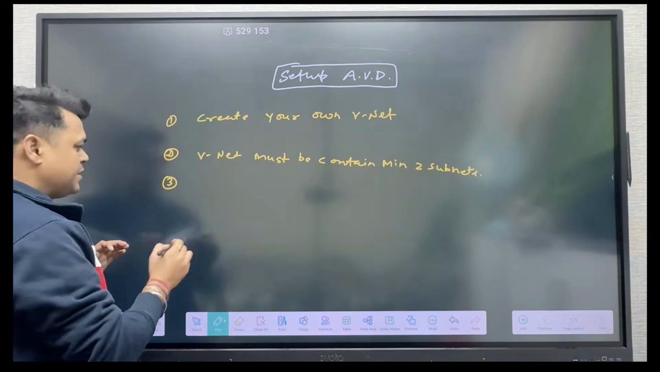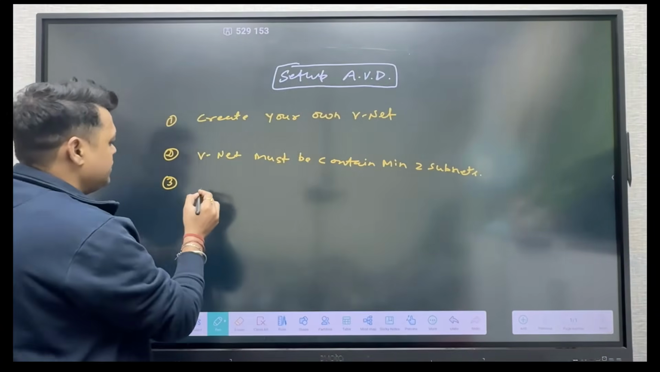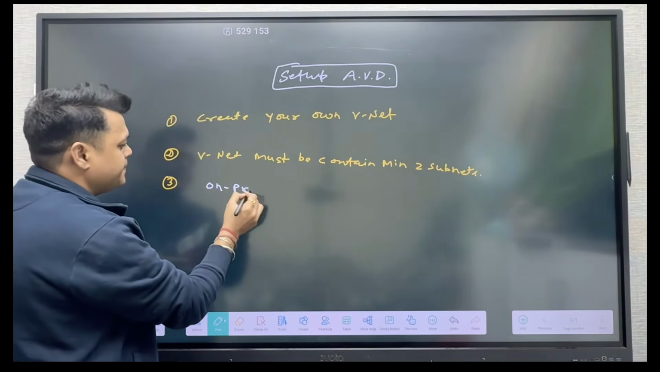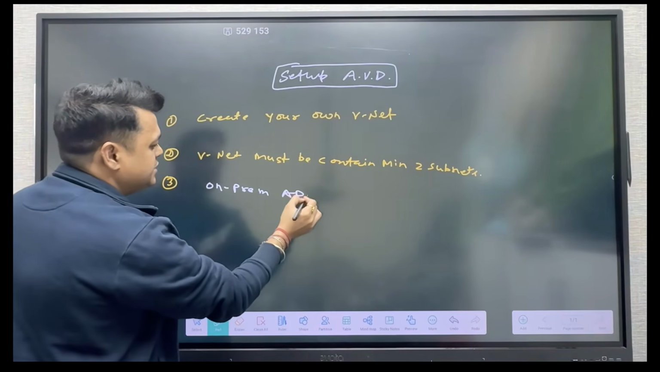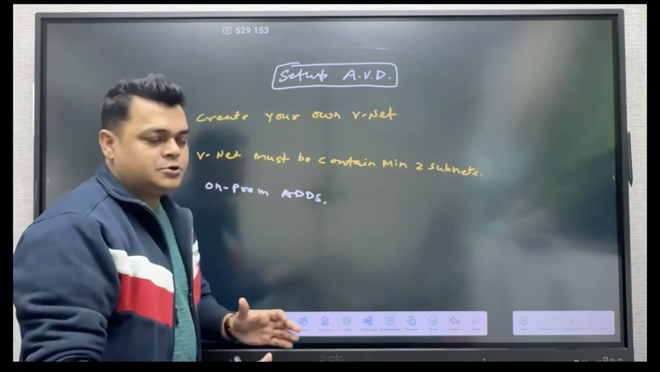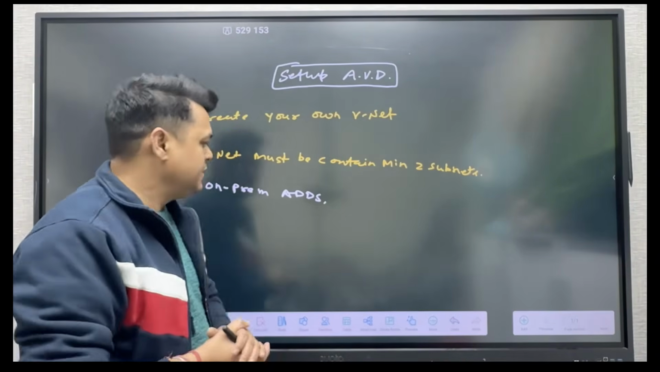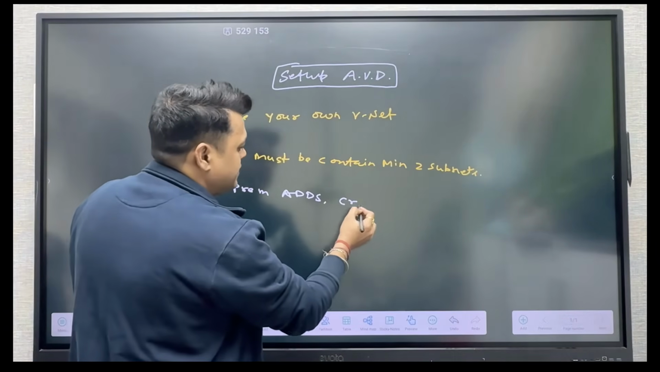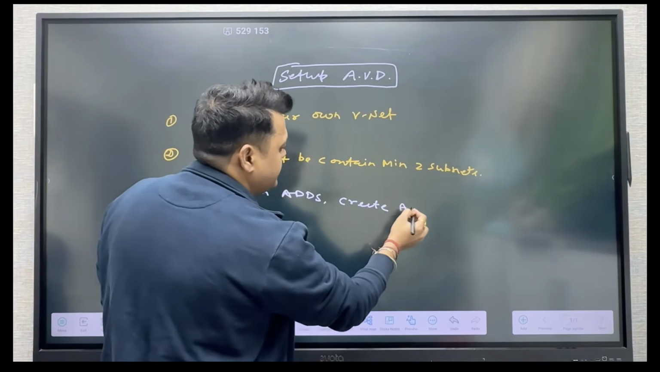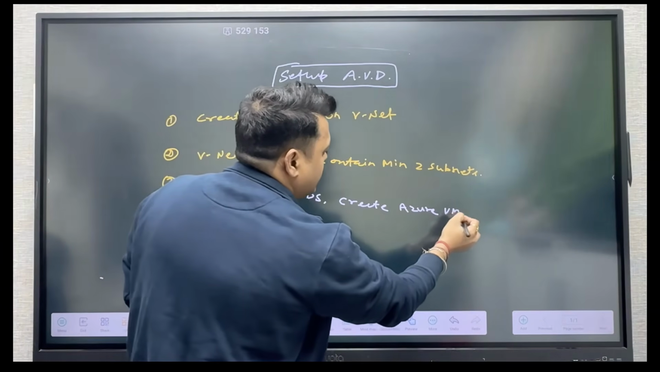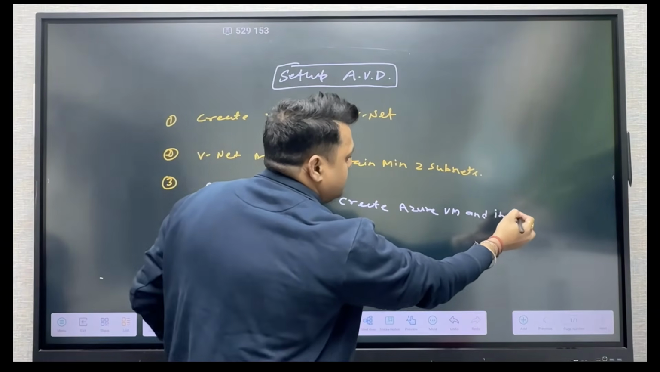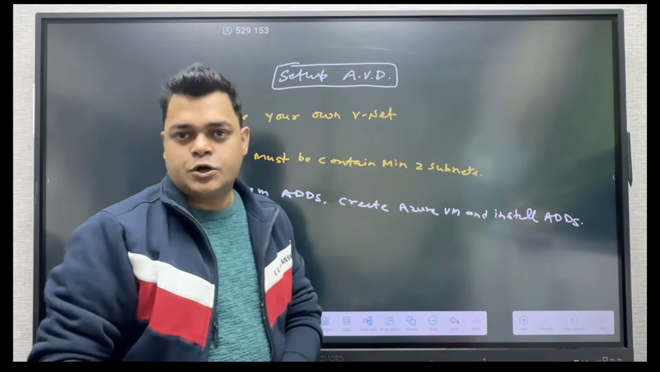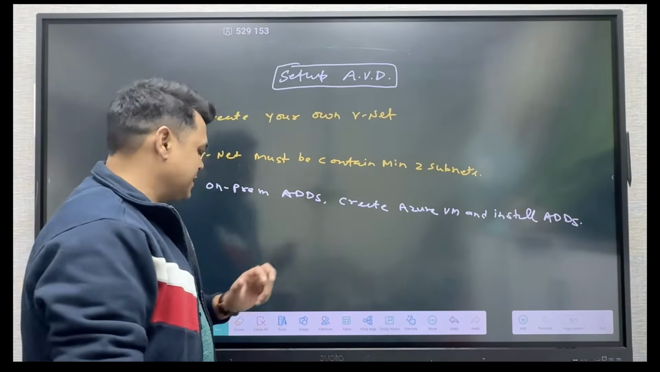We cannot set up our Azure Virtual Desktop without a domain controller. So you can use on-prem ADDS, whatever server you establish on-premises, 2016, 2019, you can use on-premises AD. Second, create an Azure VM and install ADDS. This is the second option that you can use.